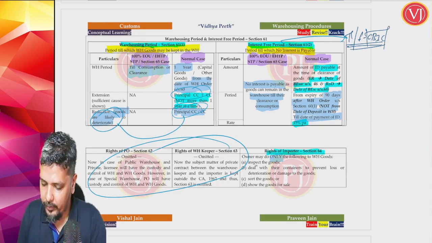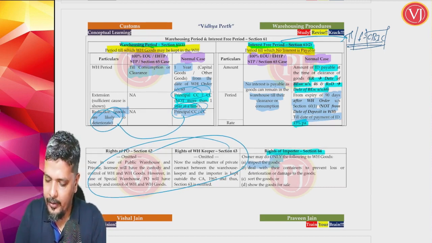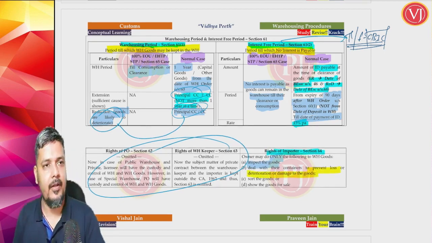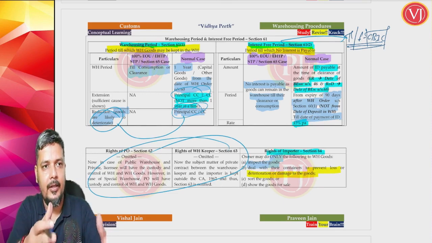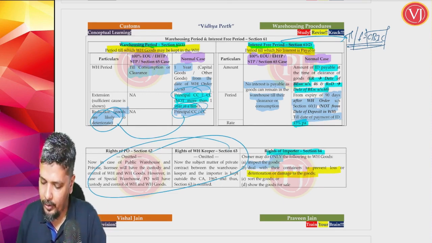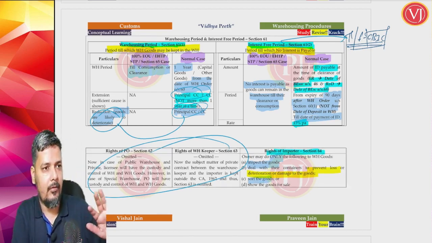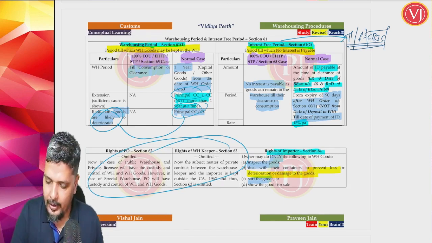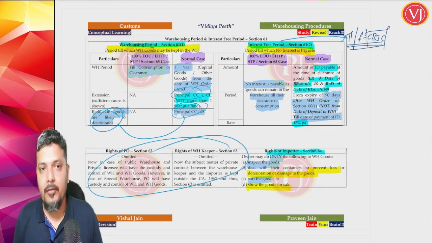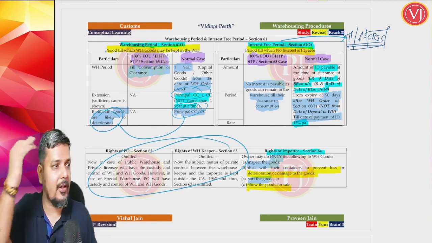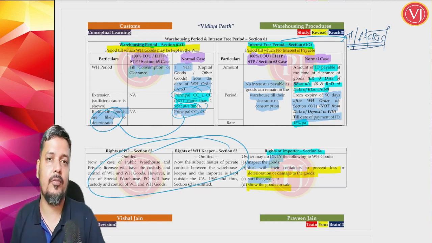inspect the goods. He can deal with the containers to prevent loss or deterioration or damage. He can go and inspect the goods. He can deal with the containers in order to prevent further loss or damage or deterioration. He can sort the goods, good goods and the goods which are already damaged. He can sort the goods and he can show the goods for sale, which means he has to bring the prospective buyer and show. He cannot take them out.